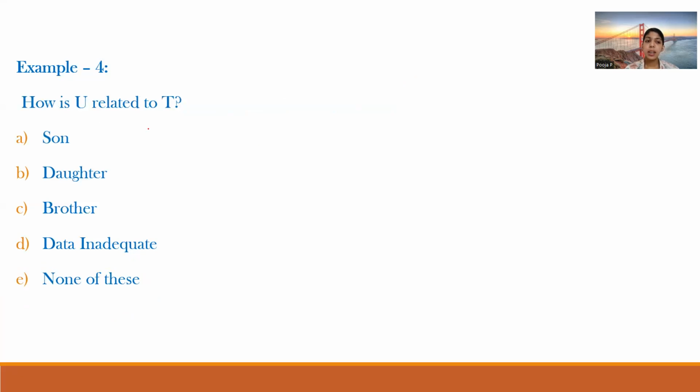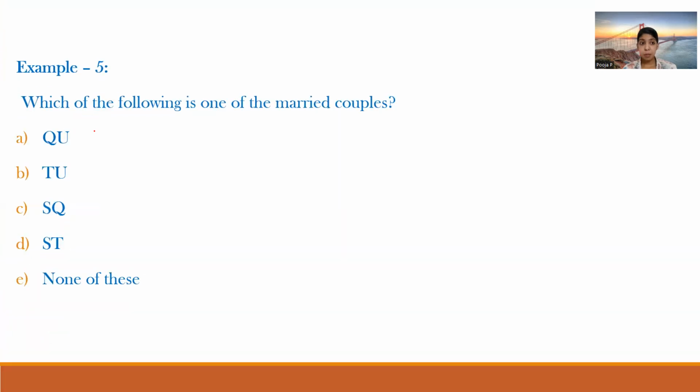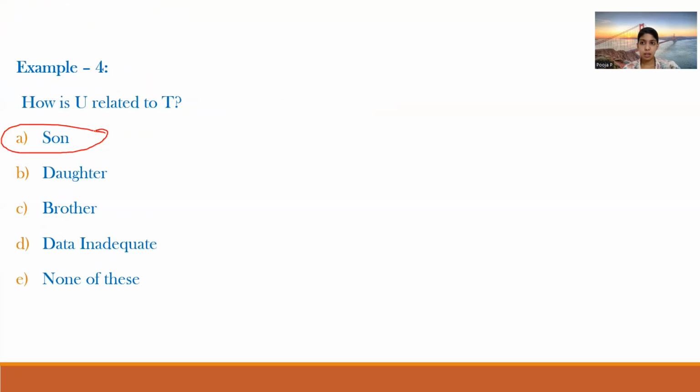How is U related to T? See the chart that you've done, you will get to know. That is why the charts are built. Or you start drawing. U is the mother of T. No, U is the son of T. Correct. So U is the son of T. Hope everybody is clear with that. U is the son of T. Others?